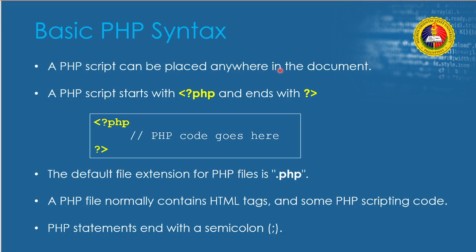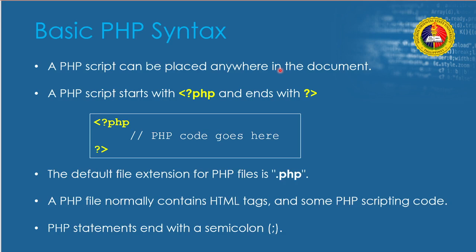and then ends with question mark, and then close angle bracket. If you can remember in HTML, normally we write a tag, like HTML or body, and then we close it with a slash. Here, this is how we write a PHP script. We start with this, write the PHP code here, and end with question mark and close angle bracket. The default file extension for PHP is .php. A file normally contains HTML tags and some PHP scripting code. A PHP statement ends with a semicolon.